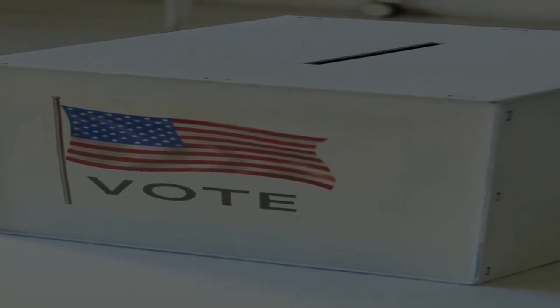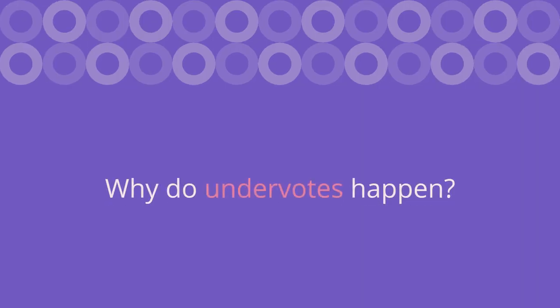race. It is not a spoiled ballot. The rest of your choices are still valid. It's just a blank vote for one specific contest on the ballot. So, why do undervotes happen?